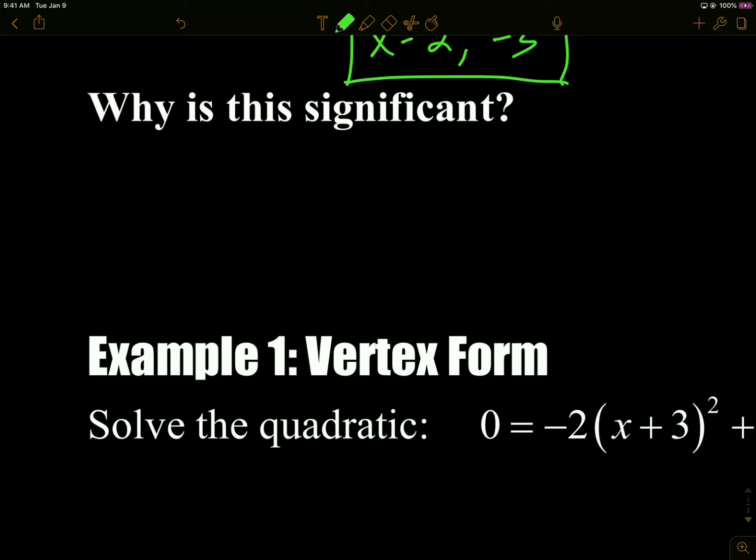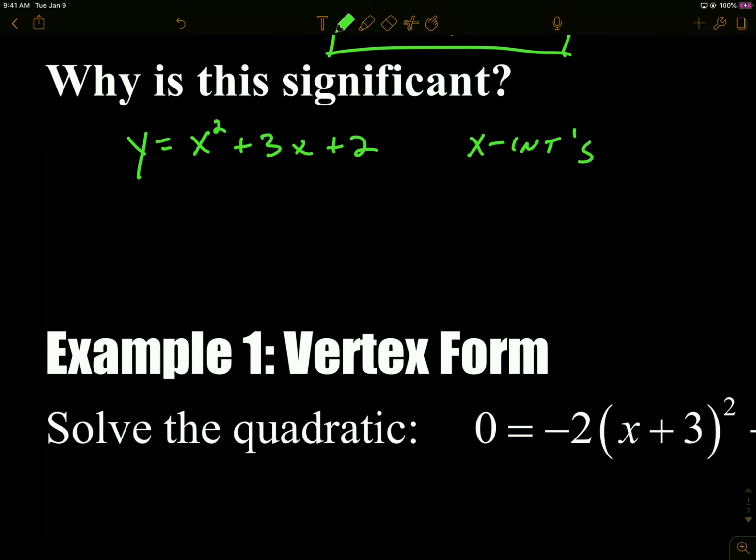Why is this significant? Well, if we think back to graphing quadratics, if I have the quadratic function y equals x squared plus 3x plus 2, what if I want to find the x-intercepts? That's one of the uses for learning how to solve quadratics. To find the x-intercepts, we know our y-coordinates are 0, and we need to know what our x-coordinate is. We're trying to find where this quadratic crosses the x-axis.